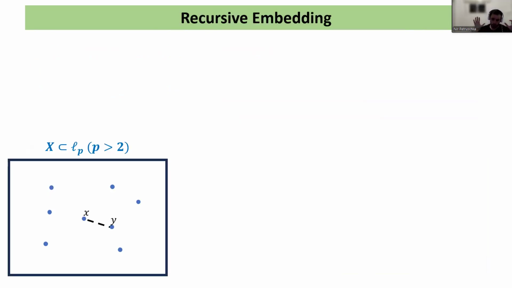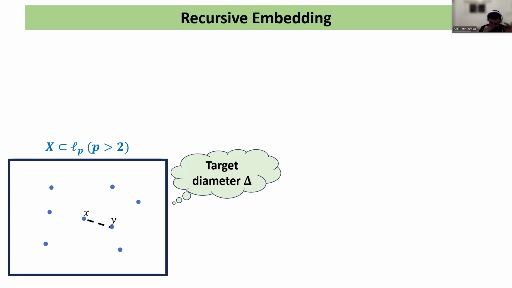Okay. So how do we do it? We wish to apply the scheme as we saw earlier, but we get some set X and we don't have any guarantees regarding its diameter in advance. So we don't have any bound on the diameter. And suppose that we wish to construct this decomposition to some target diameter delta.